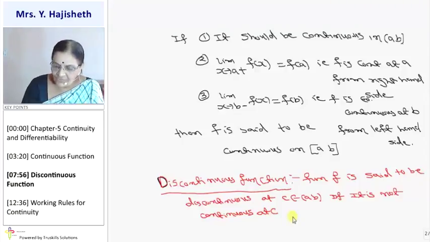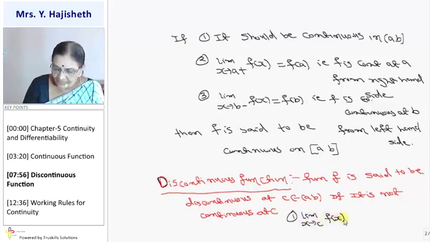See, first situation, suppose limit x tends to c of f(x) does not exist. Does not exist means, suppose its right-handed limit exists.